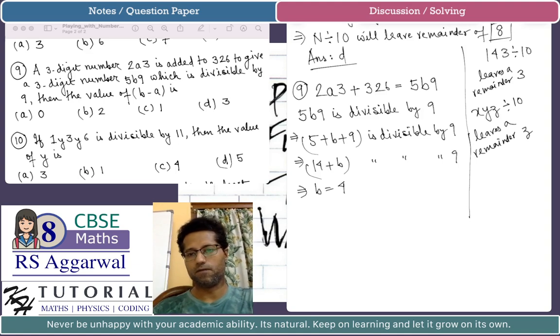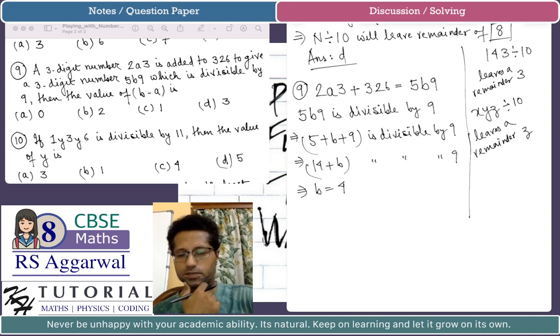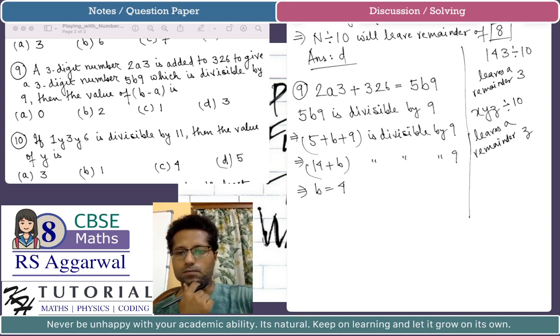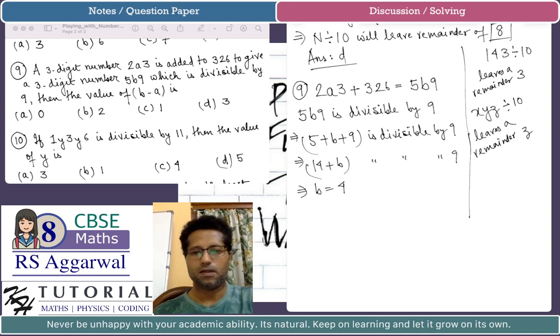The next value of B after 4 that will make 14 plus B a multiple of 9 will be 4 plus 9, that is 13. But B is a value from 0 to 9. So the only possible value of B is 4. So we found that B is equal to 4.